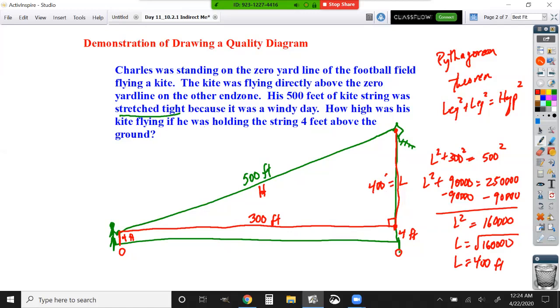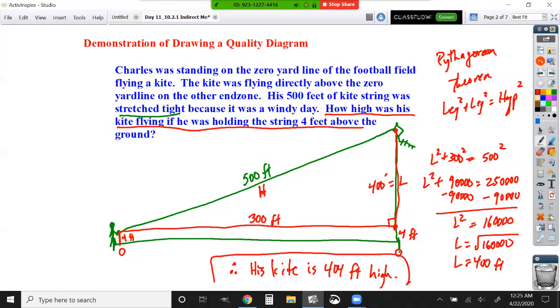But when I ask you how high was his kite flying, we have to remember that the height of 400 is taken from 4 feet above the ground. So his kite is 404 feet high. And that would be the answer.